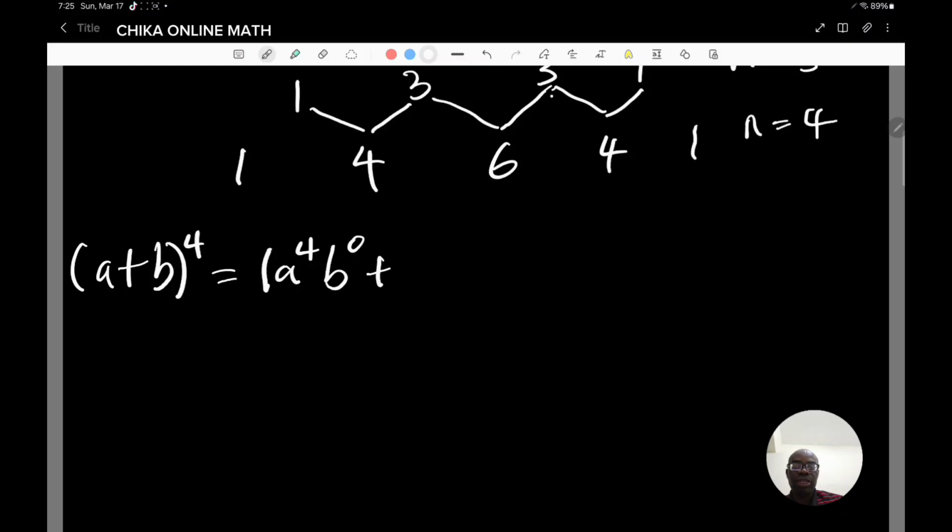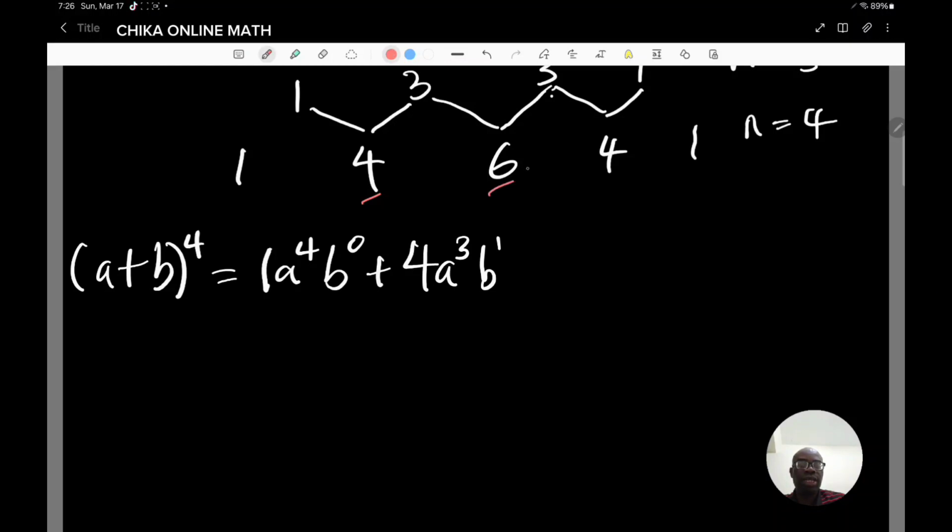Plus, then we pick the second term, and the coefficient is 4. So we have 4. Then the power of a will decrease by 1. So here is a raised to power 4, so this one will be a raised to power 3. And the power of b will increase by 1, that's b raised to power 1.